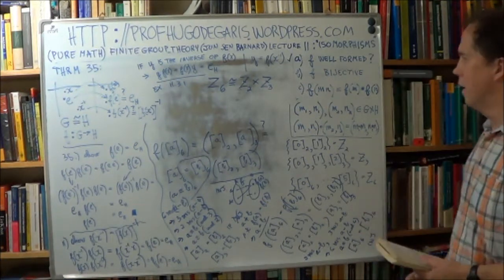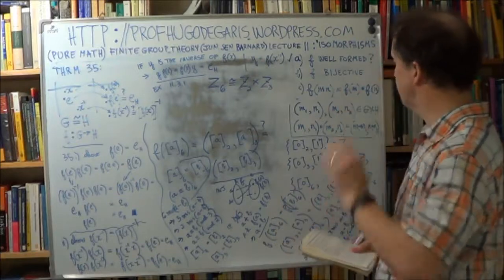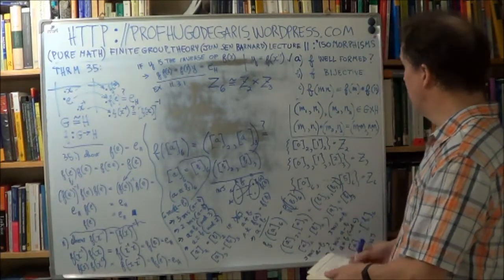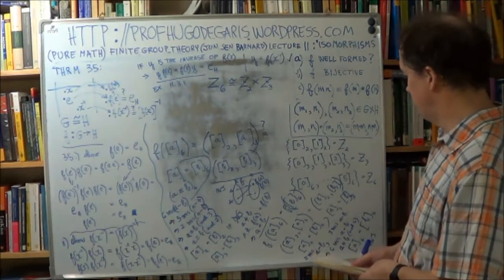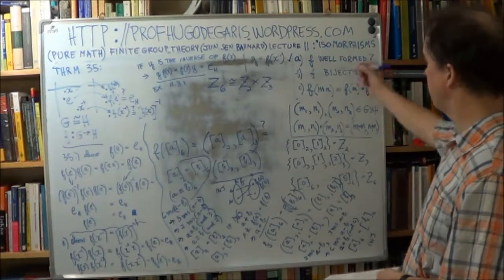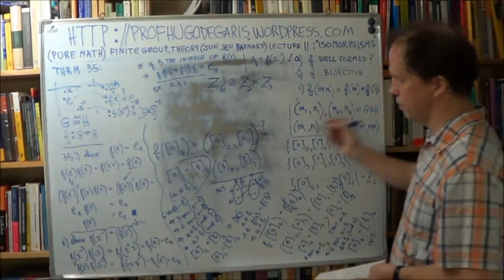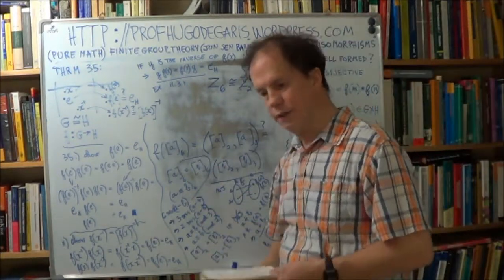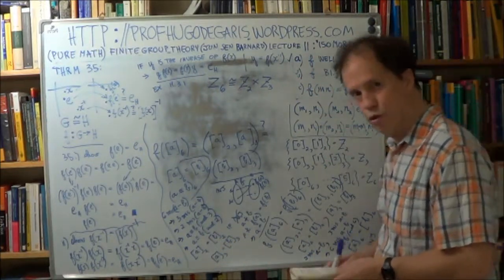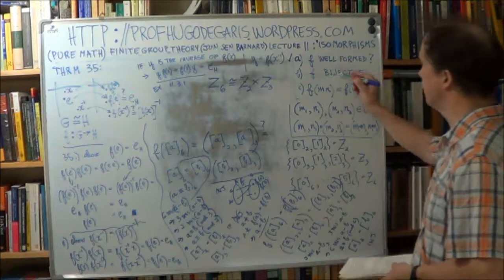Okay. So, all right. Running out of board. Okay. So we've only done half of this, right? We've proved that it's injective. Now, how about proving that it is surjective? Because you have to do both to prove that it's bijective.